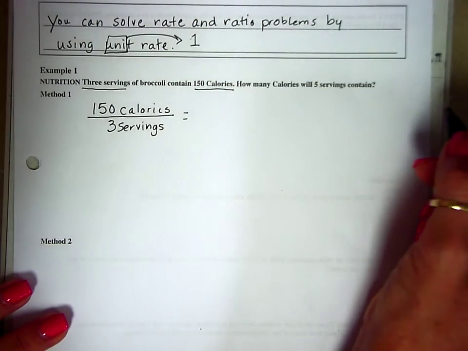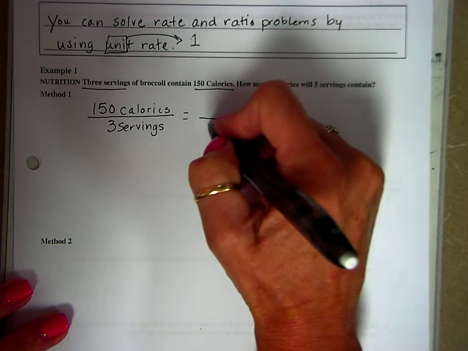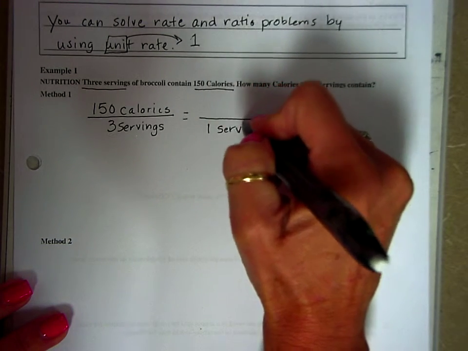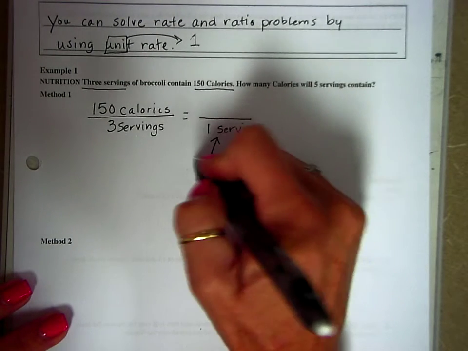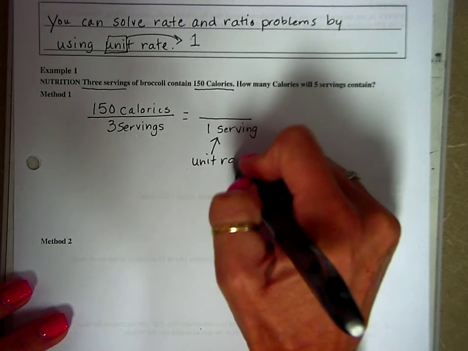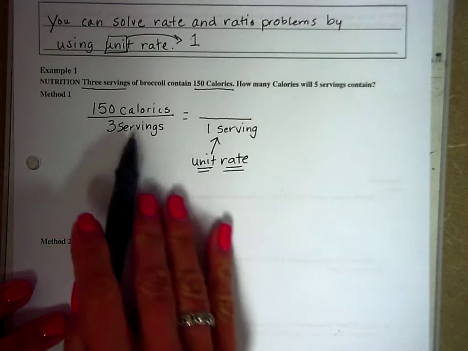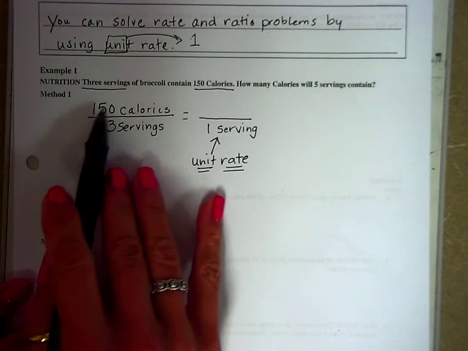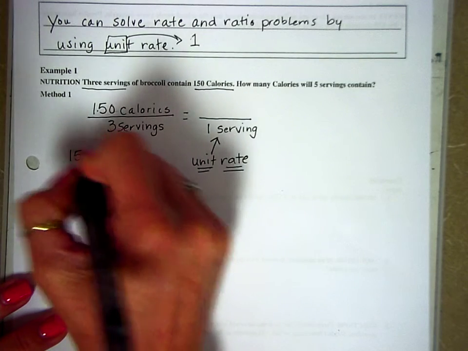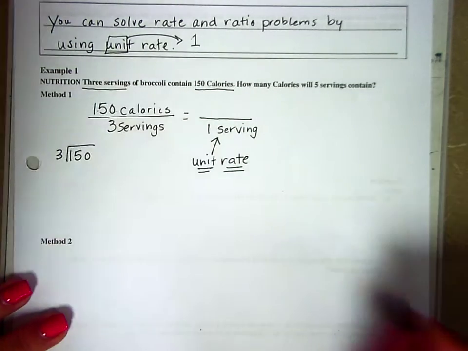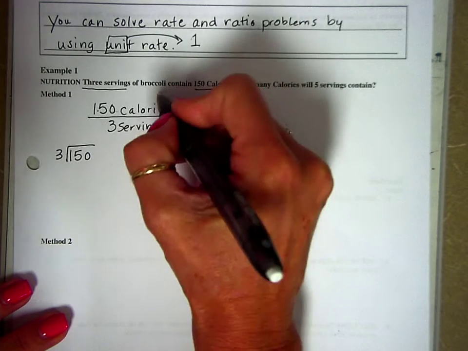Okay, so the first step is I'm going to convert to unit rate, meaning I want to know how many calories are in 1 serving. That's the unit rate. You always take the top number and divide by the bottom number. So we would do 150 divided by 3. What did I do to 3 to get 1? Divide by 3. We do the same thing on the top.